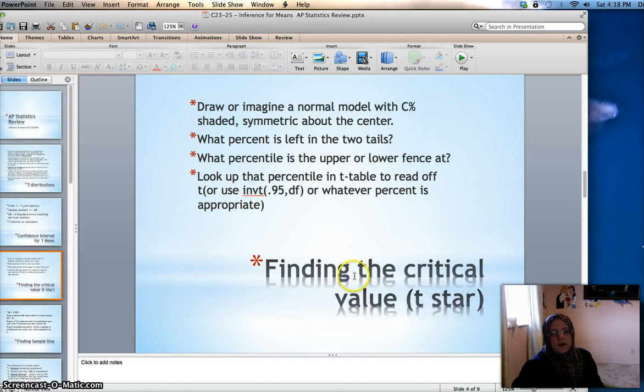Okay, finding the critical value, that t star, how do you do it? Well, draw or imagine a normal model with C% shaded, symmetric about the center, like 95% shaded. What percent is left in the two tails? What percentile is the upper or lower fence at? Look up that percentile in the t-table to read off t, or use inverse t of 0.95, comma, the degrees of freedom, or whatever percent is appropriate if it's not 0.95. So it's the same way we found z star, with the exception that you use inverse t instead of inverse norm, and because it's t you have to specify the degrees of freedom. When you're using the table you may not find the exact t, so again you may have to go one up in the table.